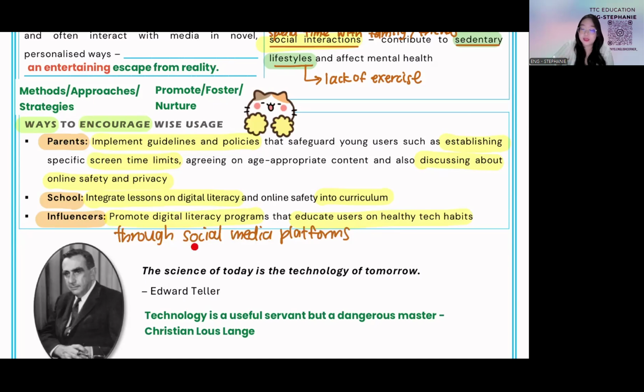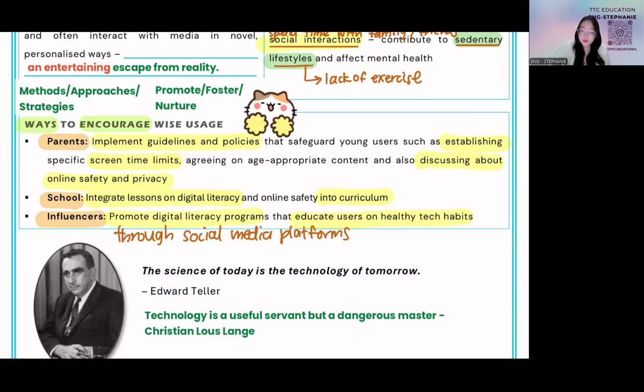So for examples, you can give things like TikTok challenges, Instagram Reels, Instagram Live, YouTube Shorts, stuff like that. All right. So these are the ways to encourage wise usage from the perspective of parents, school, and also influencers.